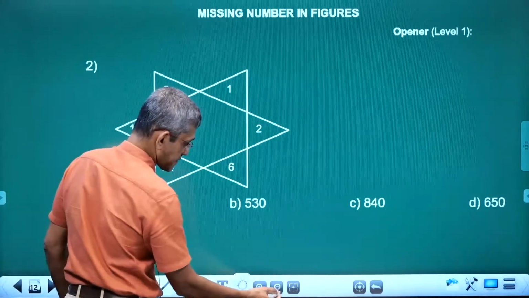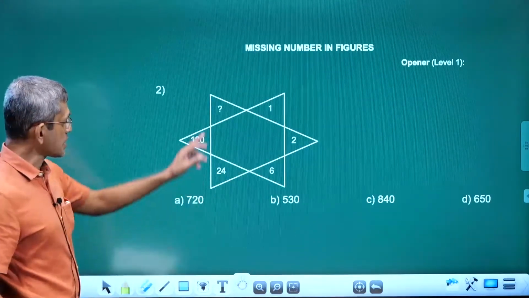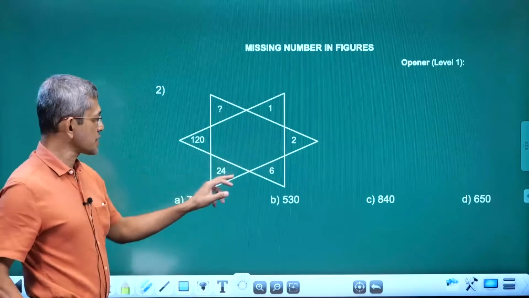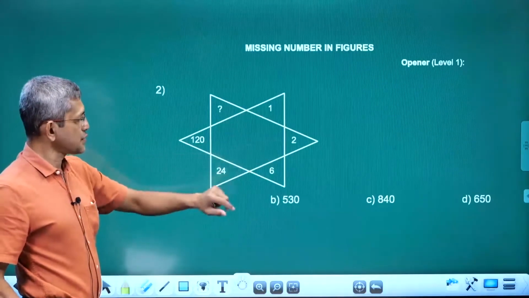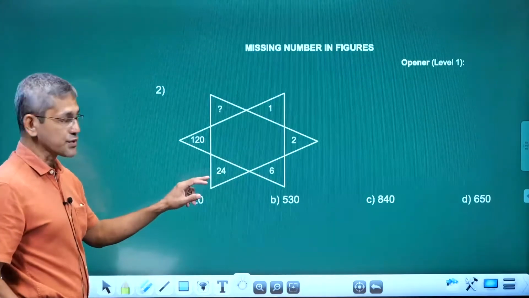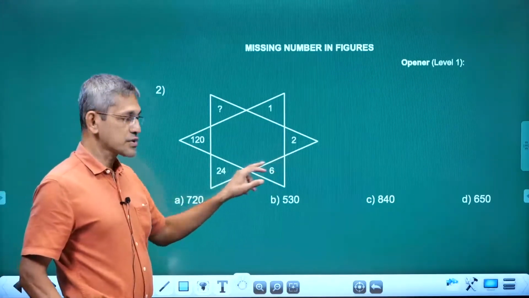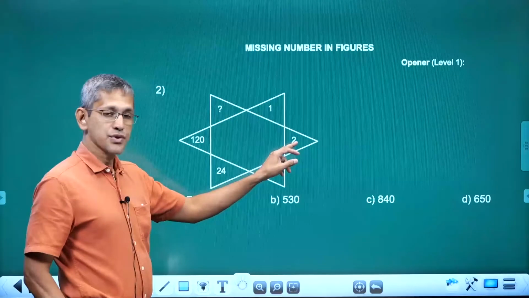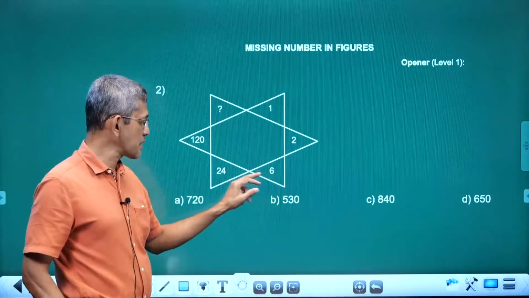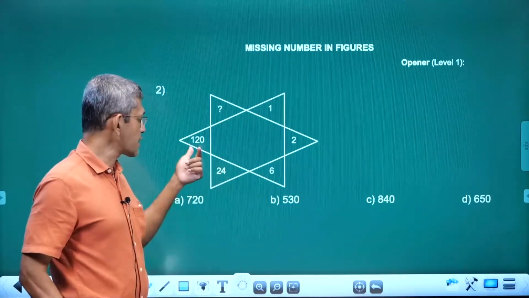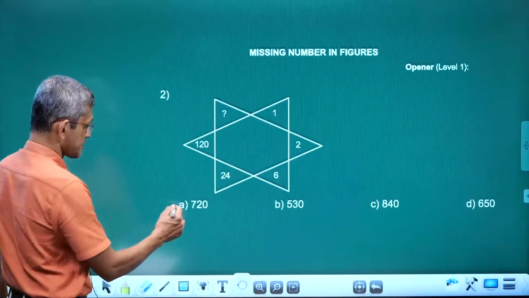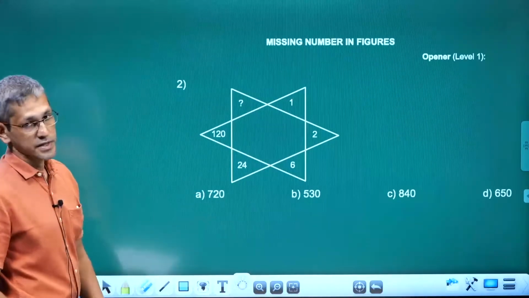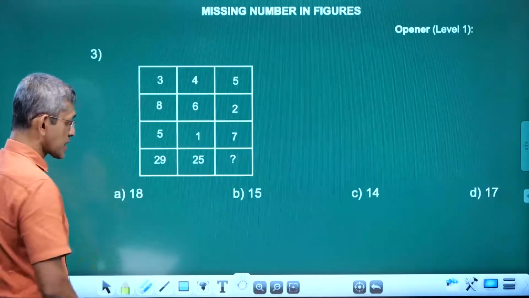We have a star-shaped figure. Where is the number missing? Right here. So what is it? 1, 2, 6, 24 and 120. So what's the connection there? 1 and 2, 2 and 6, 6 and 24. So 6 into 4 is 24, 2 into 3 is 6. So 1 into 2 is 2, 2 into 3 is 6, 6 into 4, 24, 24 into 5, 120, 120 into 6, 720 would be the answer right here. This is the answer, first answer choice. Let's go for the next one.